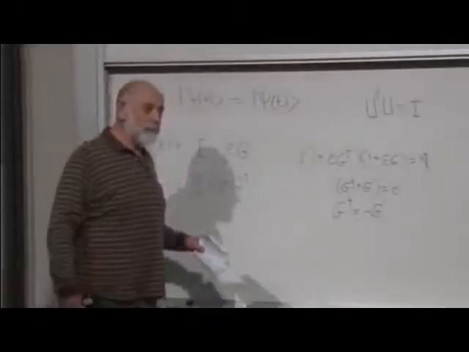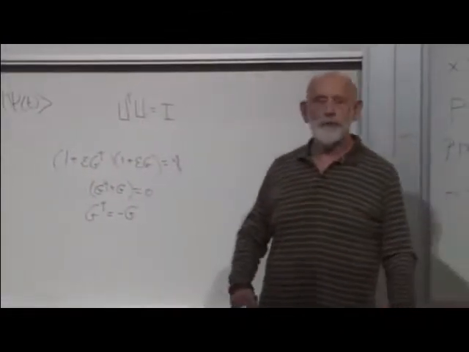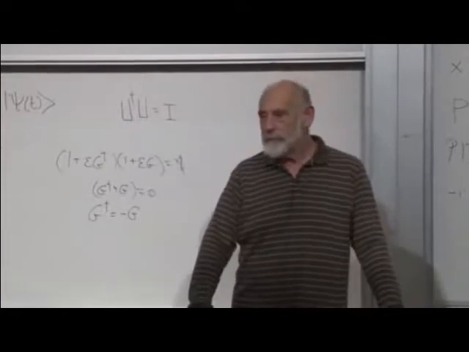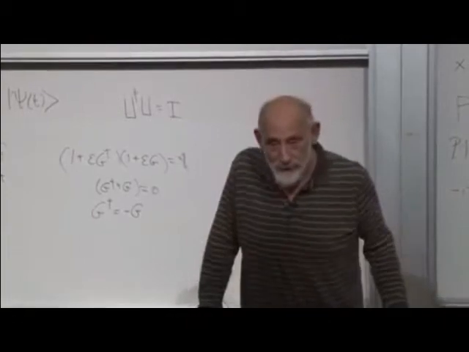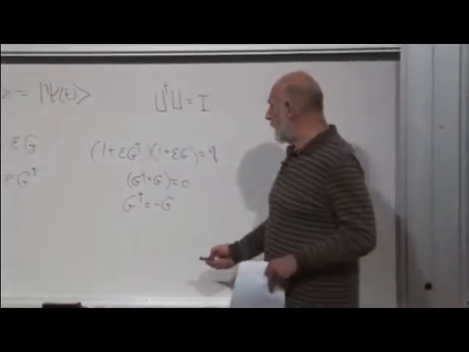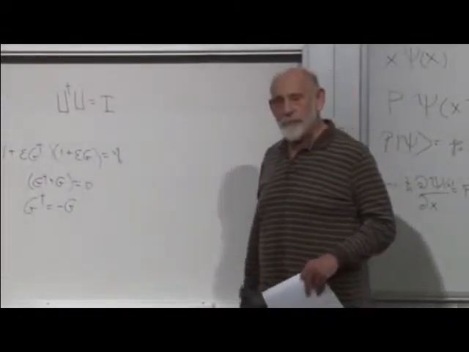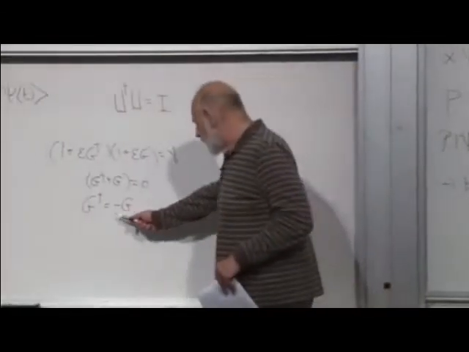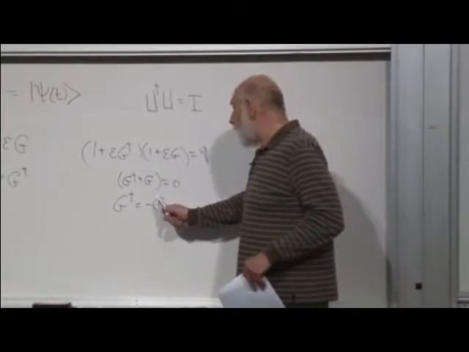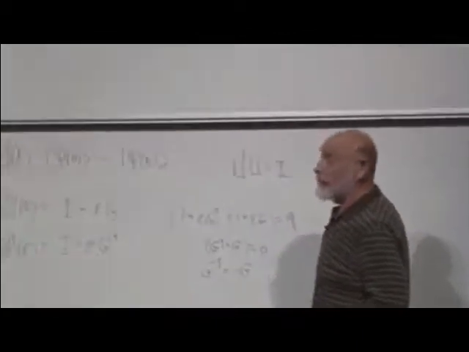Operators with this peculiar property, do you know numbers that have that property? You know any number that has the property that it's minus its own complex conjugate? It is true, but there's a wider class of them. Pure imaginary things. So this is the analog of G being pure imaginary. If we multiply it by i, it becomes Hermitian. This is called anti-Hermitian. Hermitian is when A equals A dagger. G dagger equals minus G.